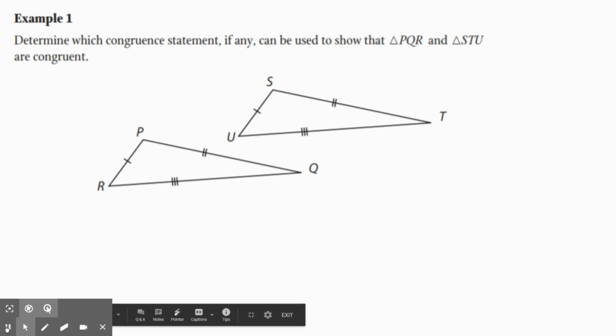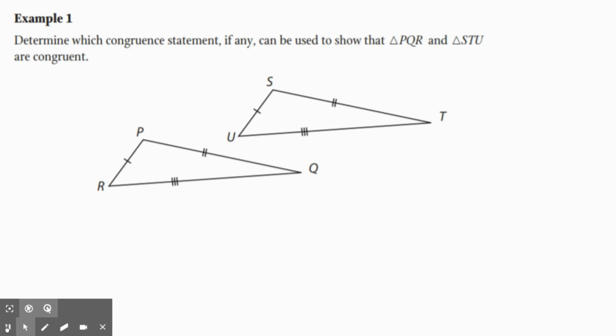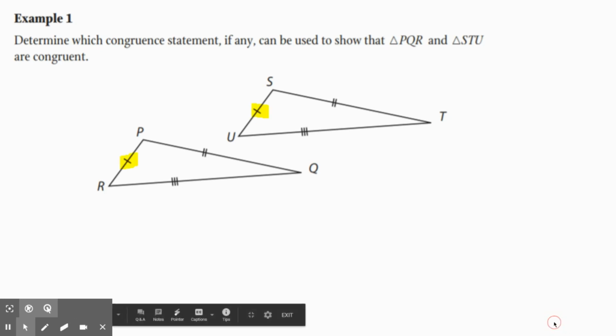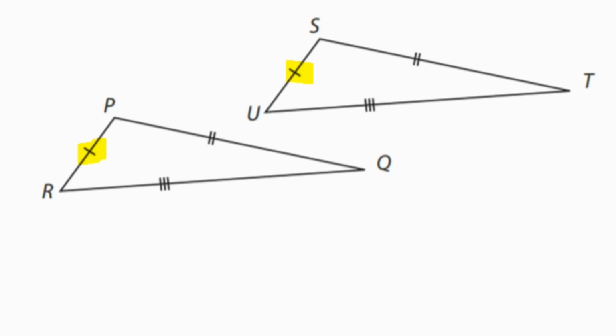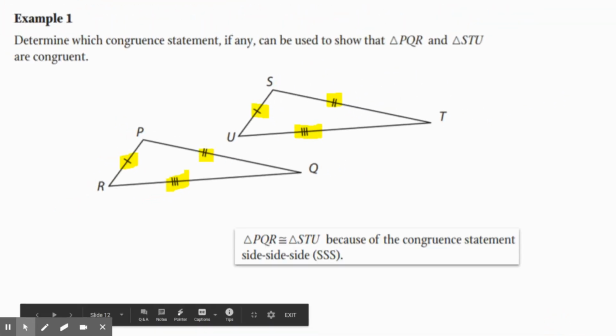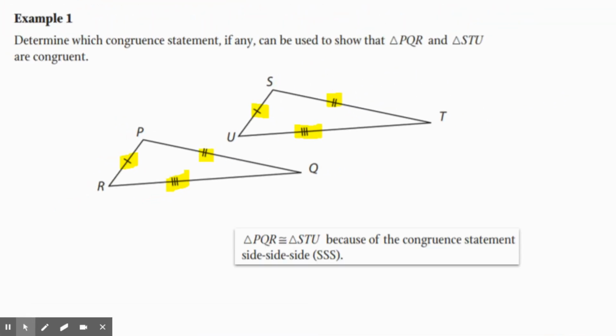Example 1: determine which congruent statement, if any, can be used to show that triangle PQR and triangle STU are congruent. Well, we can see that PR is congruent to SU, PQ is congruent to ST, and RQ is congruent to UT. There are 3 corresponding congruent sides. Therefore, we're going to use side, side, side as the reason why these 2 triangles are congruent.